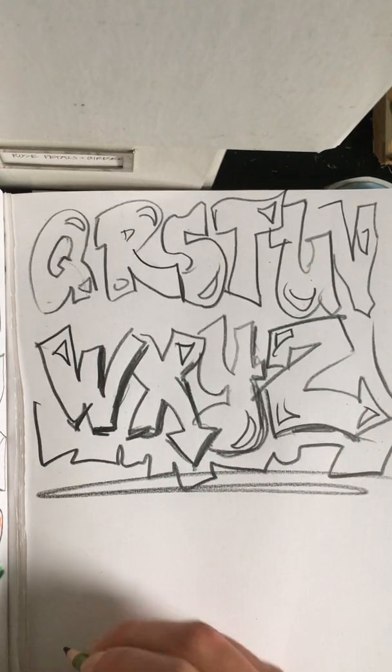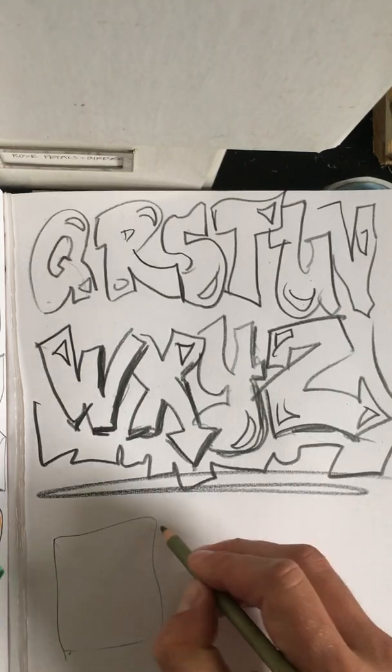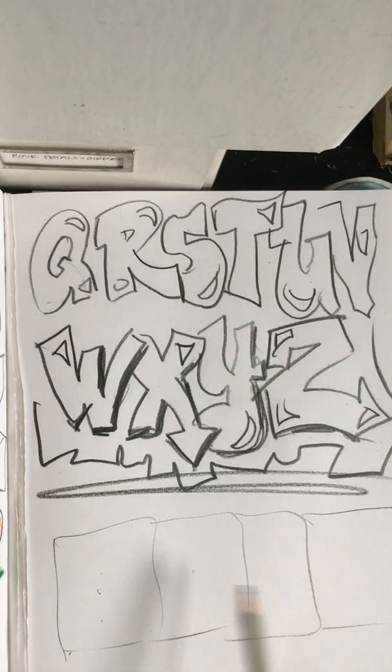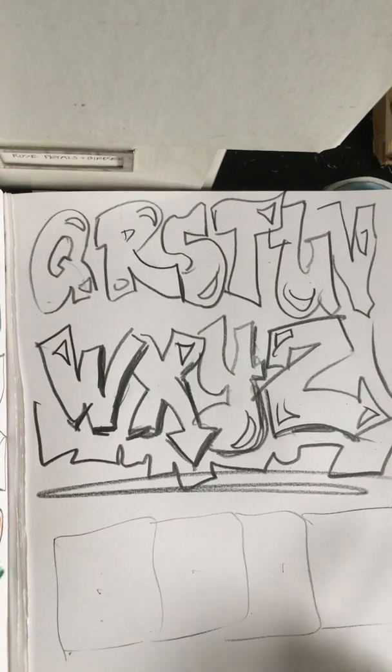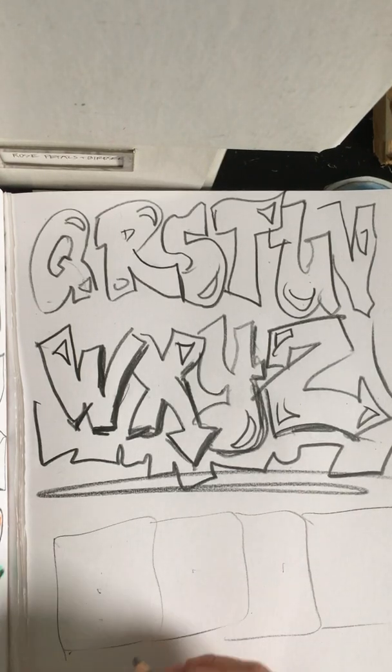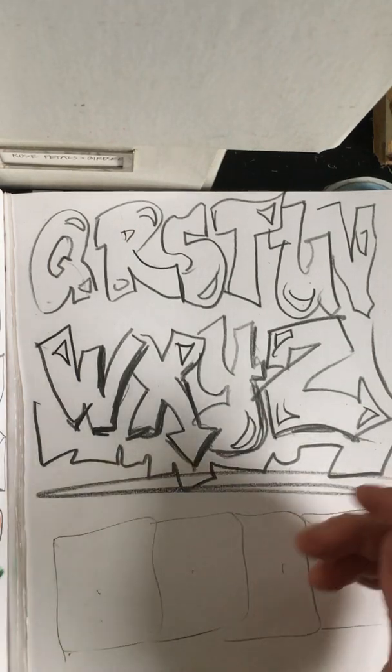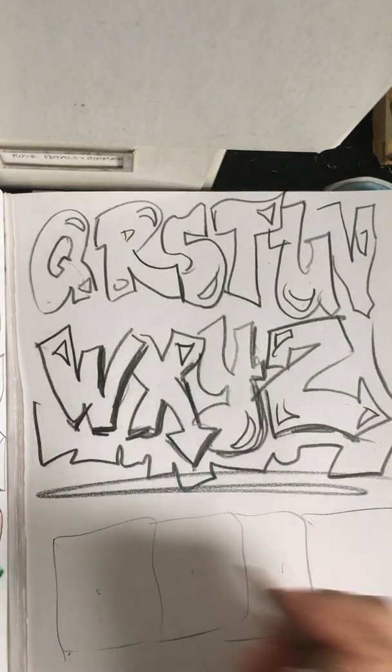I'm gonna do 4 boxes, A, D, A, M. Looks like I can fit my name. If I had more letters, then I would be drawing smaller boxes, and if I had fewer letters, I'd be drawing bigger boxes. My letters are going to be at least as big as the boxes, but they can go outside of the box because, again, this is not a normal block letter. This is graffiti. So let's try this.